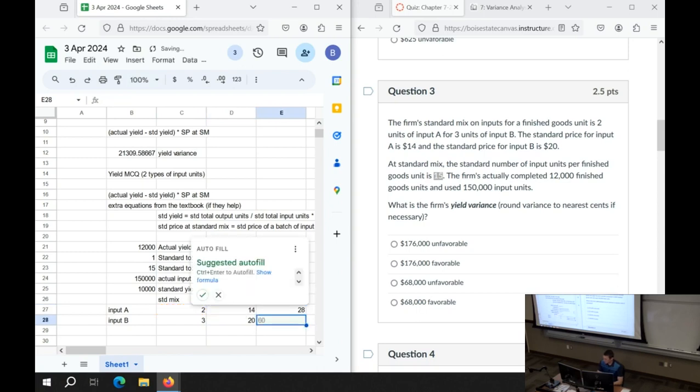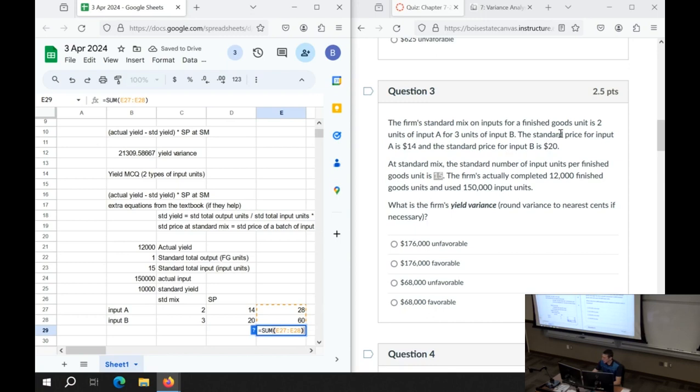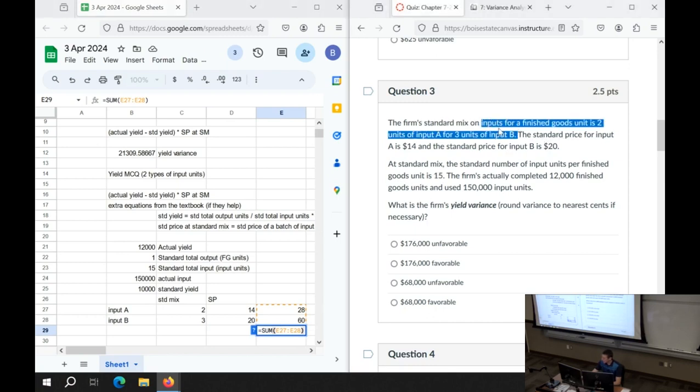So the idea is every finished goods unit is going to use $28 worth of input A and $60 worth of input B, just by multiplying the mix times the price, the number of units in the mix per finished goods unit. Sum those, and that right there, $88, is the price in terms of using the standard mix, in terms of these 2 inputs per finished goods unit.